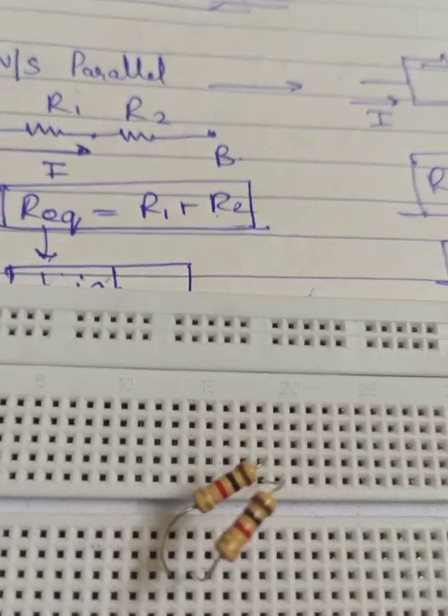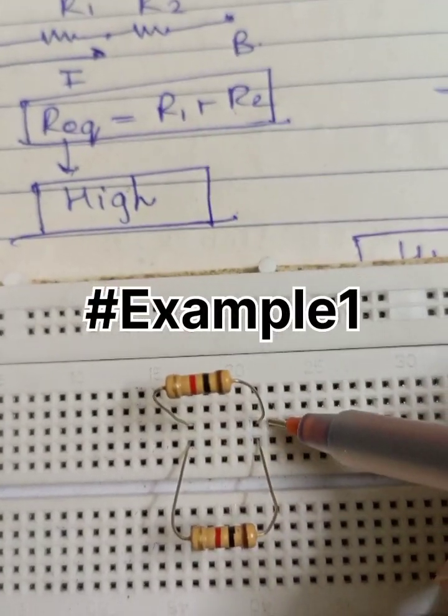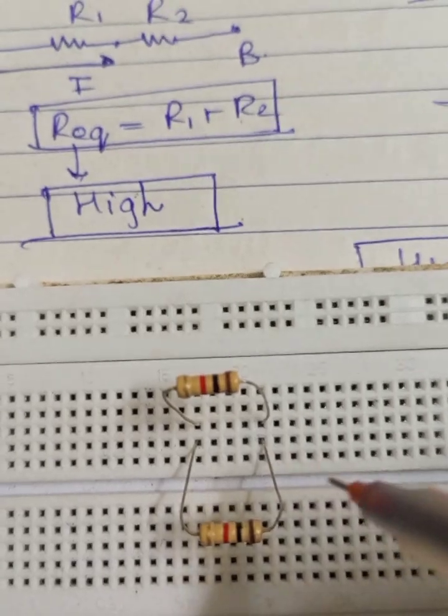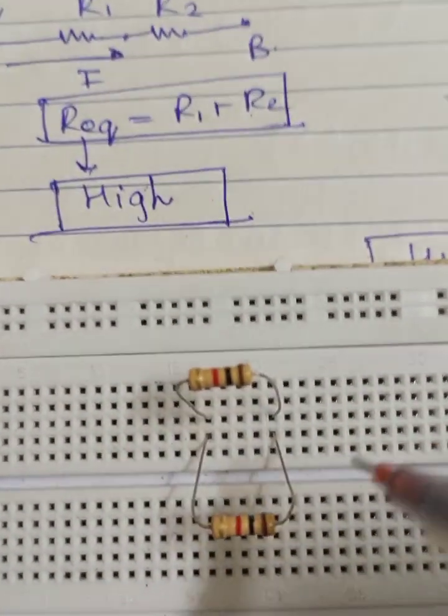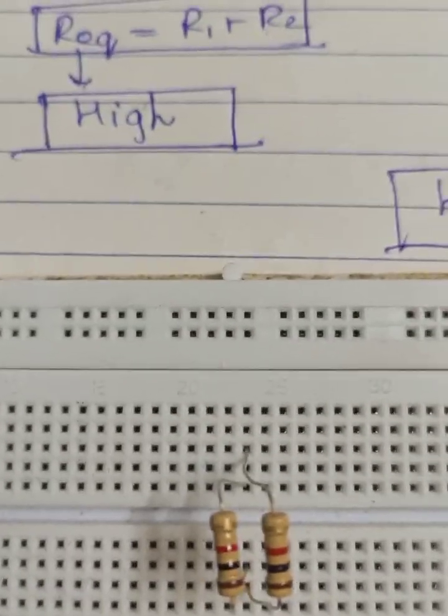Okay, so let's move on to parallel connection. Yeah, as you can see, this is an example of parallel connection. One end and another end, both the ends are shorted, so you can consider this as a parallel connection in the breadboard. So let's move on to the second example.